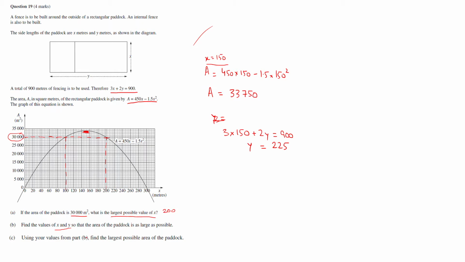Now what you're being asked is, using the values from part B, the largest possible area. We already worked this out over here when we were actually calculating the value of x. So the largest possible area is 33,750, which is somewhere here, this point. So those are your answers.